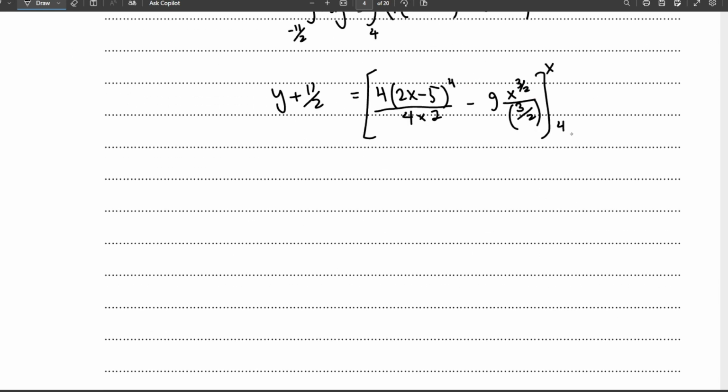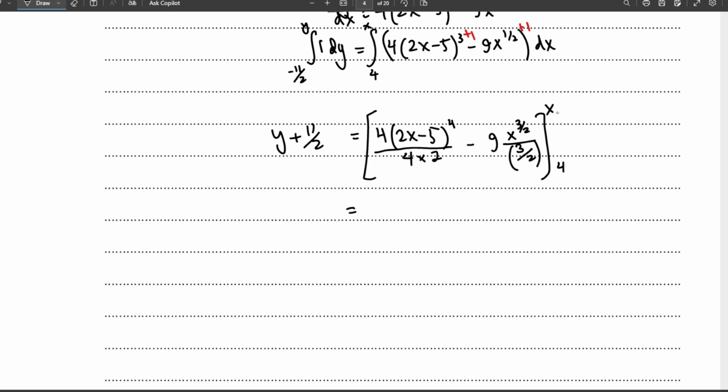Now we can deal with the right hand side limits. To substitute x, everything will remain the same, but let me simplify this a bit. So 1/2 (2x - 5) to the power 4. On this side, we're going to have 6x to the power 3/2, right? So this is just simplified. I haven't done the limits yet. Now we plug in the limits.